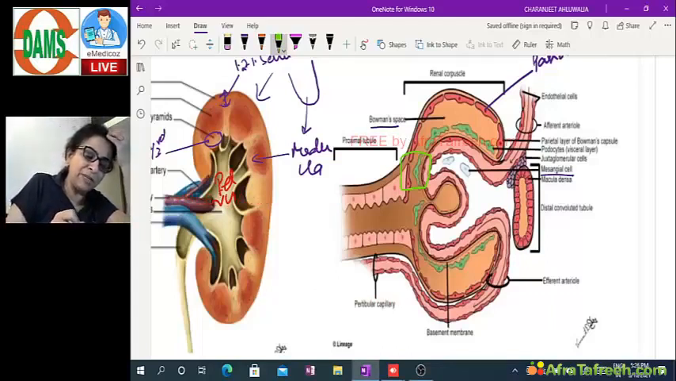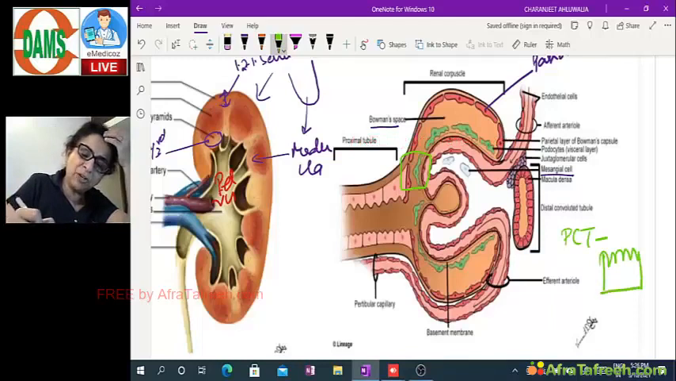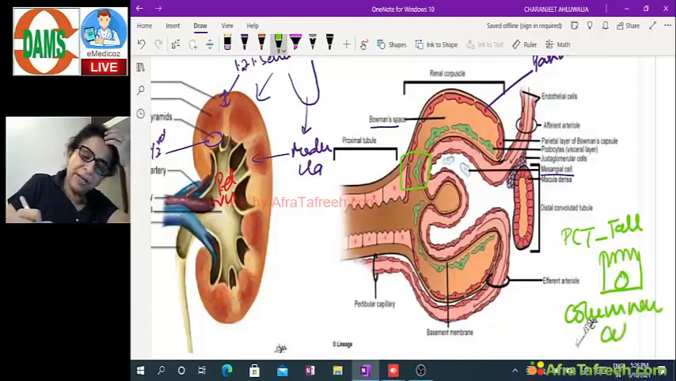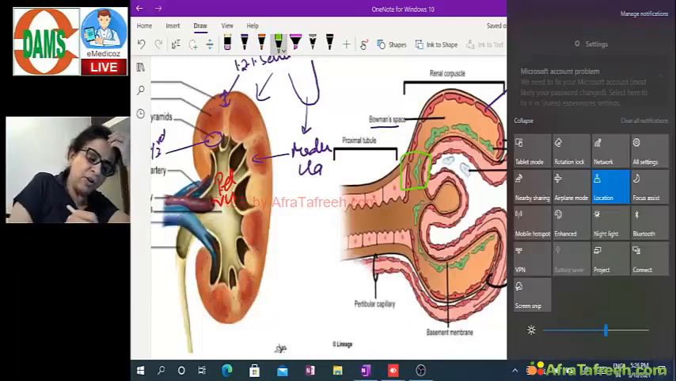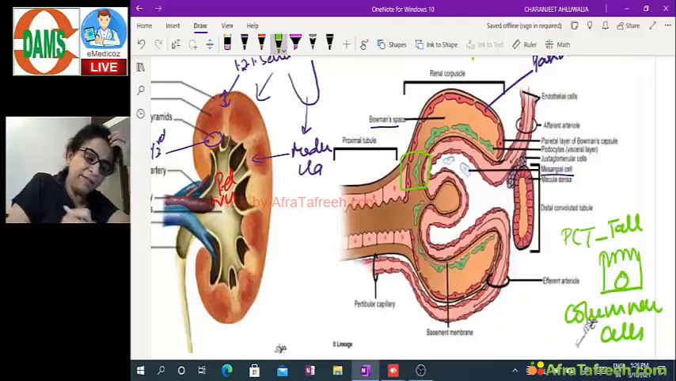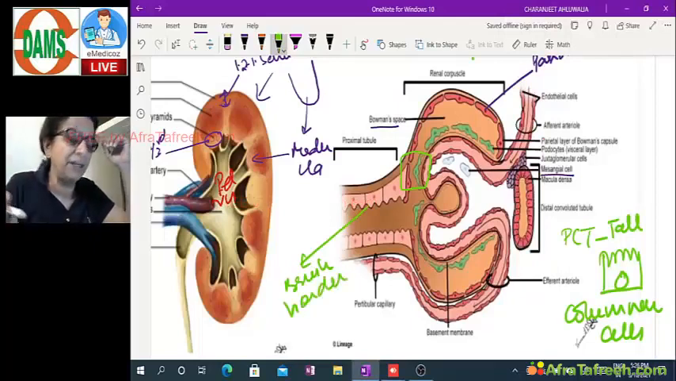And then we have these PCT cells. If you look at the PCT, it is lined by tall columnar cells with a brush border. These cells have tiny villi on their surface, and this is what you call the brush border. So they are lined by a brush border.